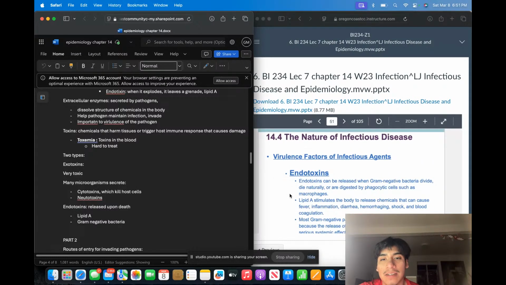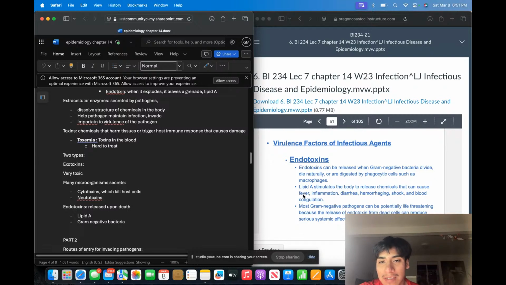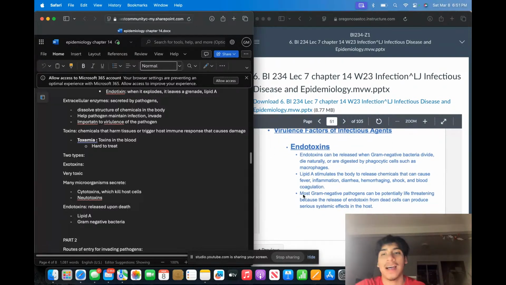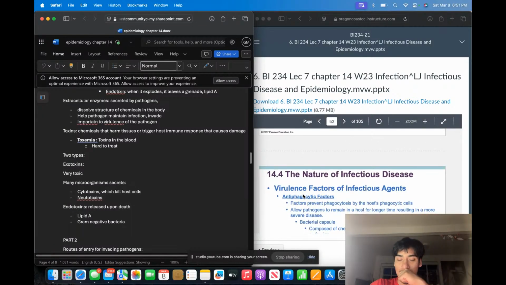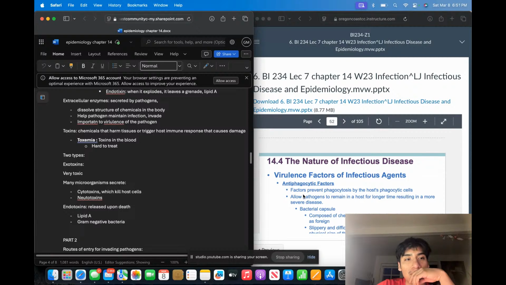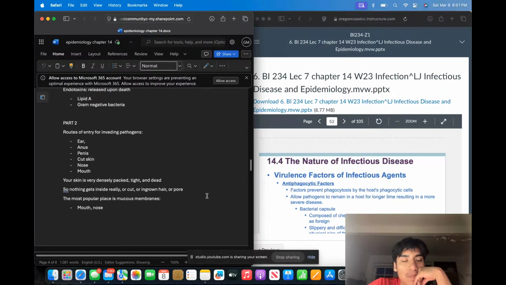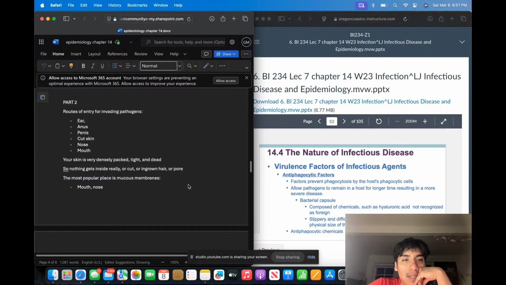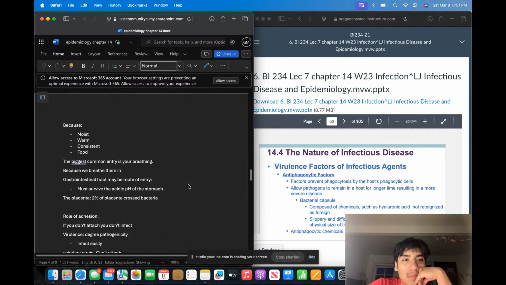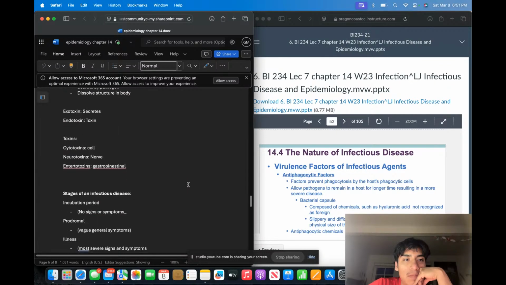Virulence factors. Now we're on to endotoxins. So this is the gram-negative. Lipid A stimulates the body to release chemicals that cause fever and inflammation, and he always highlights how this could be potentially worse than the original disease if you kill them off too fast. So that was a whole lecture, but we still have more to go.